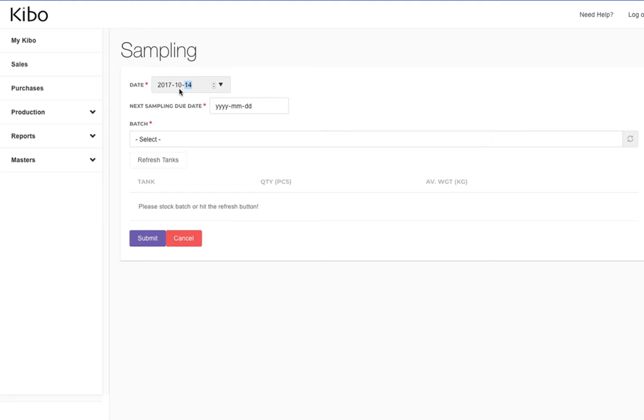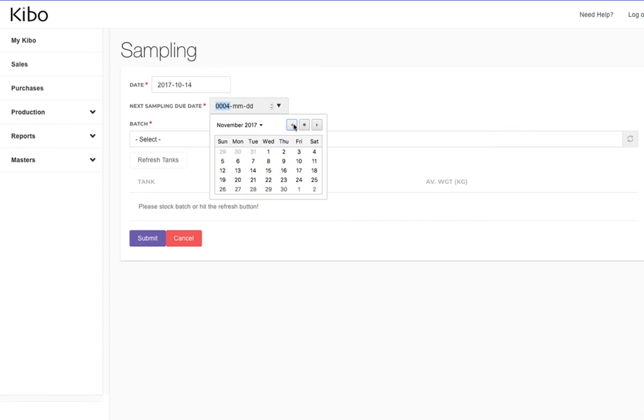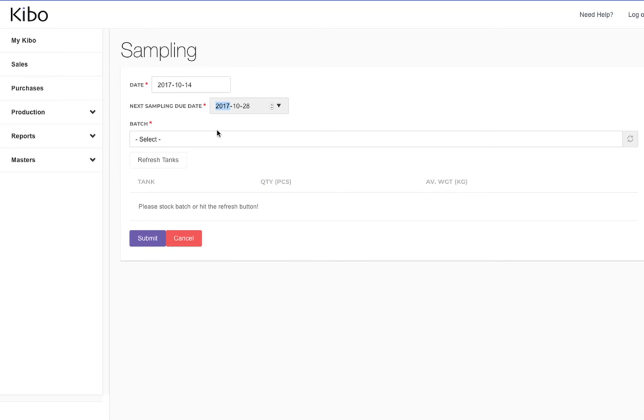So 2 weeks in, I've fed them continuously in the background for 2 weeks. So we put in our date as October 14th as the day we're doing the sampling, and then our next sample would be 2 weeks after that on the 28th, and we're doing batch demo.